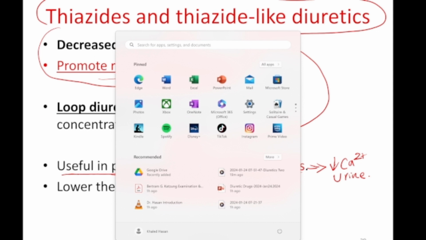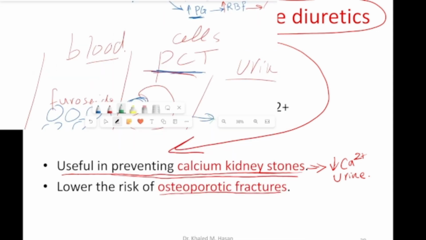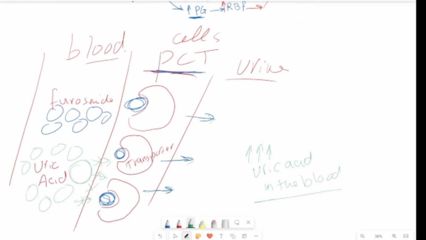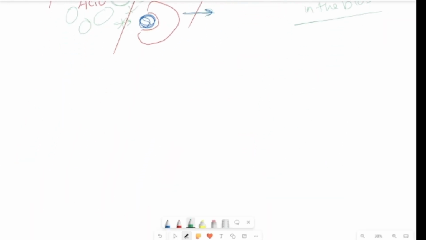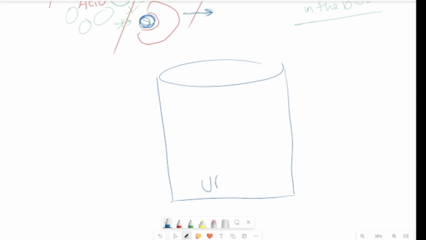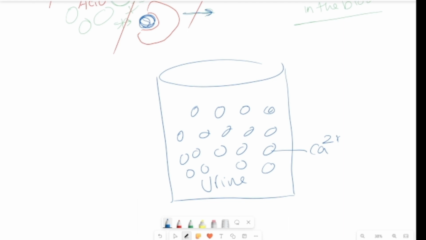Let me go to the whiteboard. Okay, so what we have here, you can imagine we have the container, the urine. Here we have the urine, and then we have calcium particles, all this calcium in the urine. Okay, now we are talking about, we prescribe thiazide.